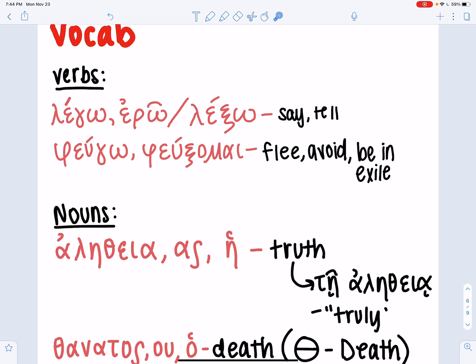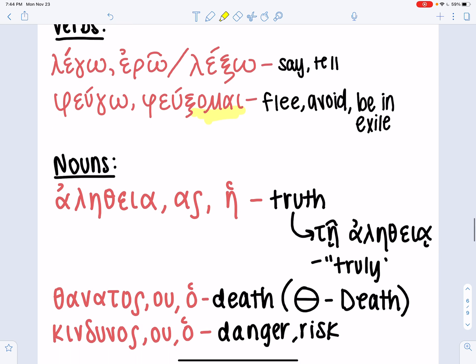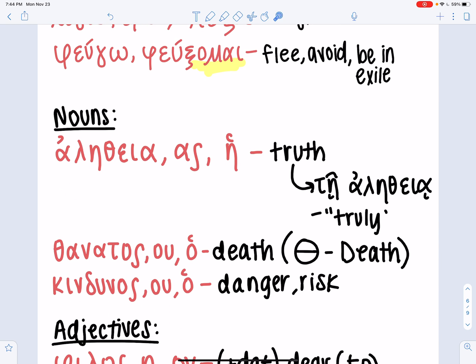And in the future, it also has a weird future, it's pheuxomai. And you might be thinking, what in the world is that ending? That is actually a middle or passive ending. Here it's middle, so it keeps its middle endings even in the future tense. And we'll be learning middle next week, so you'll recognize that form and understand how to use it in general too. And now, let's look at some nouns.